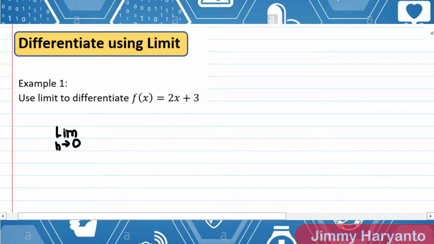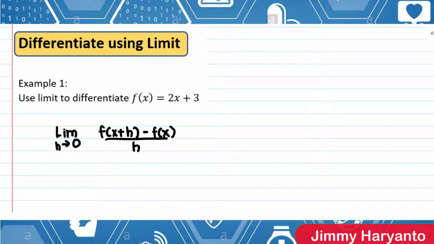H approaching 0. So as you can see, the formula is limit h approaching 0 from the function. So the function is f, not function, the change of y over x. Okay, so this is the differentiation definition as a limit.